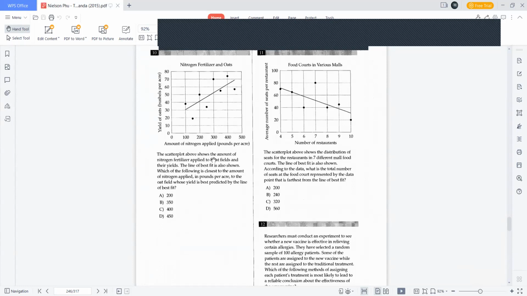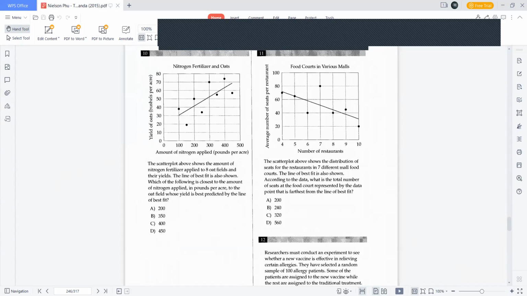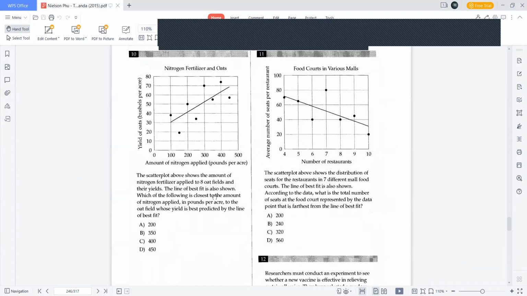Okay, so the scatter plot above shows the amount of nitrogen fertilizer applied to 8 oat fields and their yields. The line of best fit is also shown. Which of the following is closest to the amount of nitrogen applied in pounds per acre to the oat field whose yield is best predicted by the line of best fit?